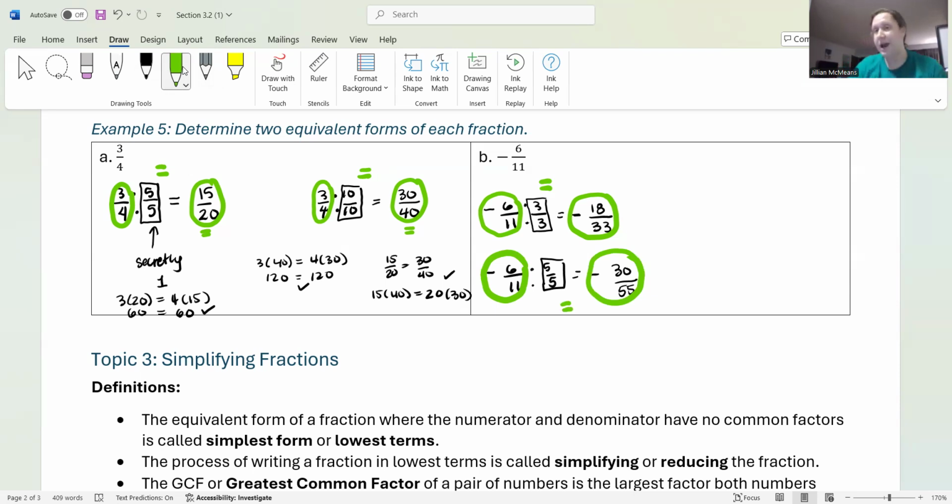So make sure you understand how you can create equivalent forms of fractions because it will be important in a later section, okay?